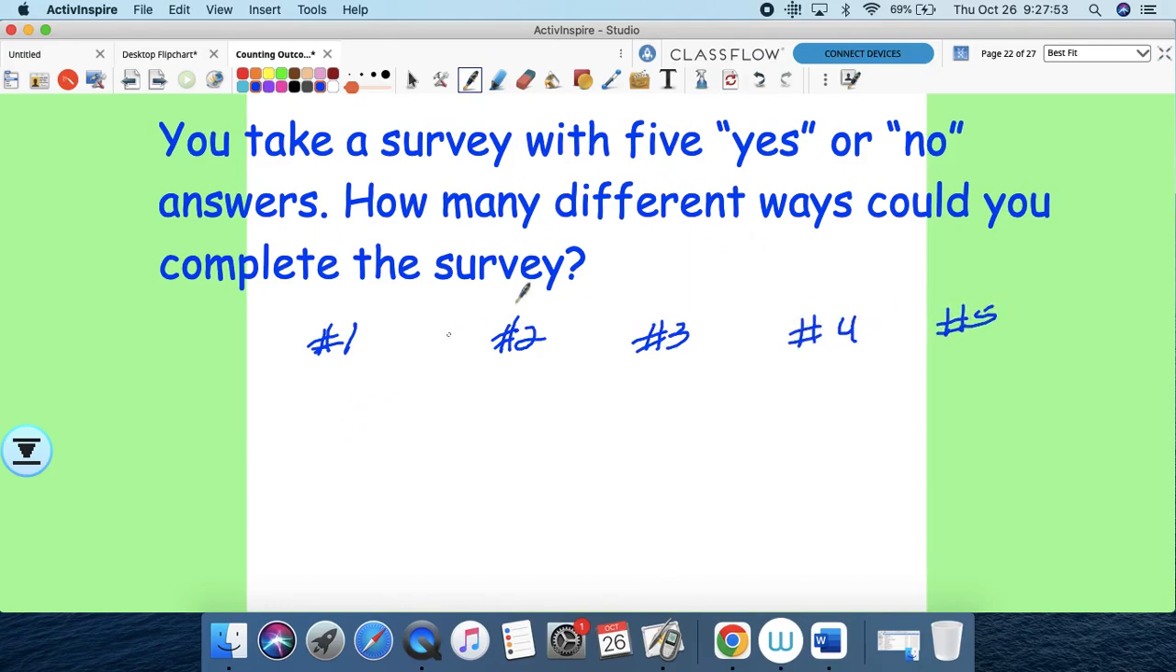So in question 1, how many choices do you have? You have 2 choices, yes or no. Question 2, how many choices do you have? Yes or no. So there's 2. Question 3 has 2 choices. Question 4 is a yes or no, so that has 2 choices. Question 5 has 2 choices. So how many different ways can you complete the survey? 2, 4, 8, 16, 32 different ways.